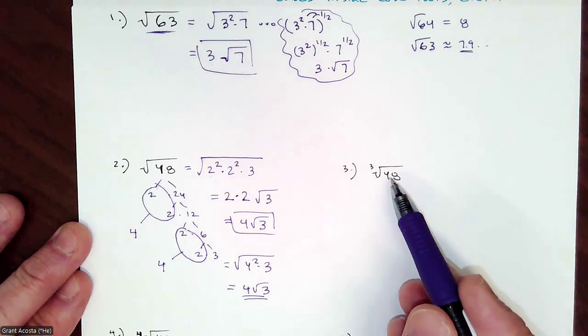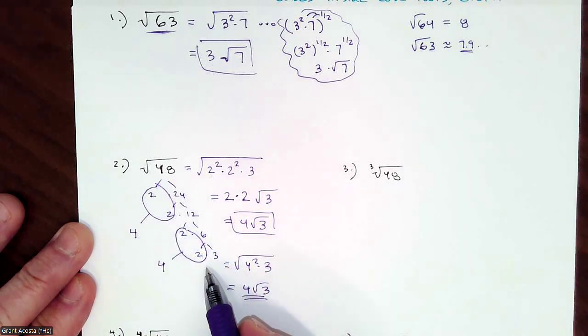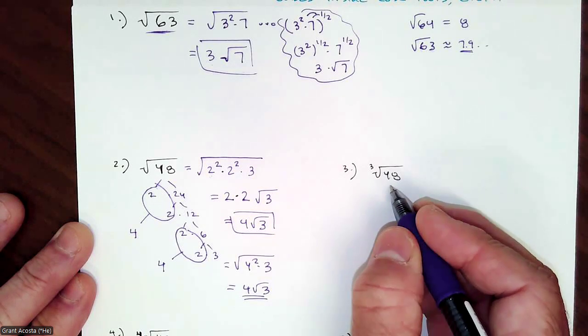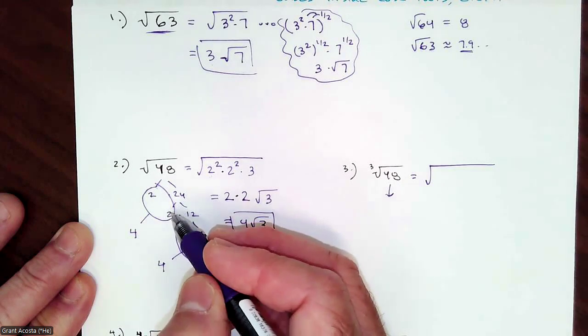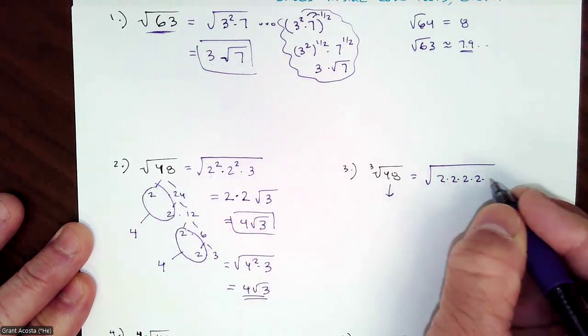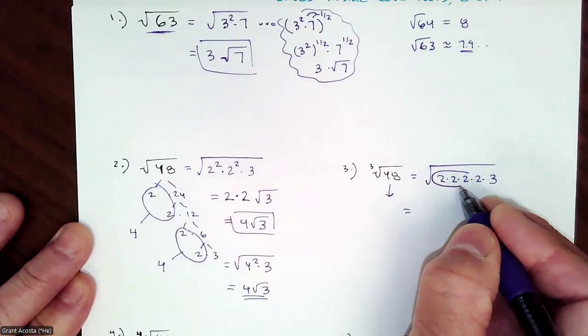Now, what about the cube root of 48? What I would be looking for is perfect cubes. We've already broken down 48, and we know that 48 is 2 times 2 times 2 times 2 times 3. And so what I'd be looking for is a perfect cube.